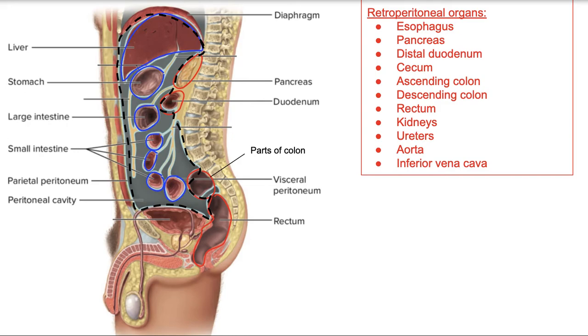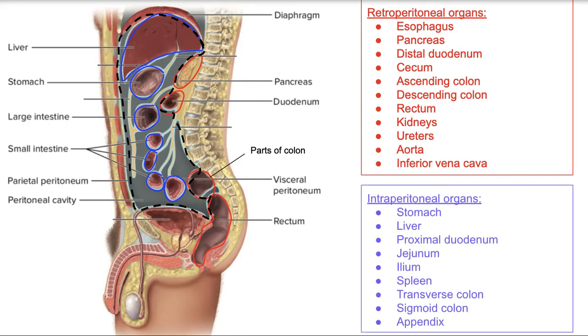Intraperitoneal organs are within the peritoneum. They include the stomach, liver, proximal duodenum, jejunum, ileum, spleen, transverse colon, sigmoid colon, and appendix.